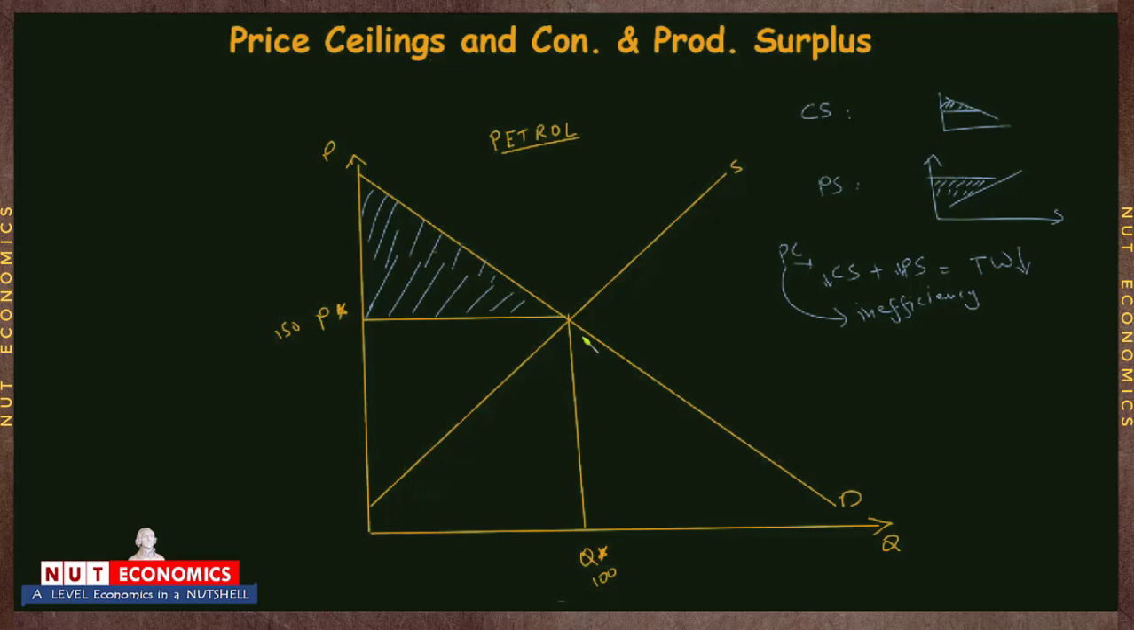The producer surplus, on the other hand, in this free market initially would be the area below the price line and above the supply curve. Again, the usual way that we always depict the producer surplus.